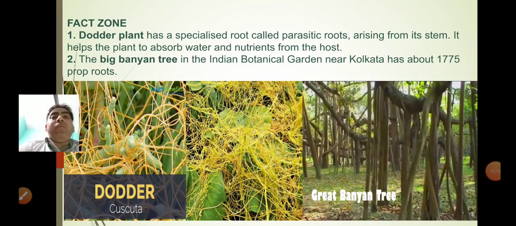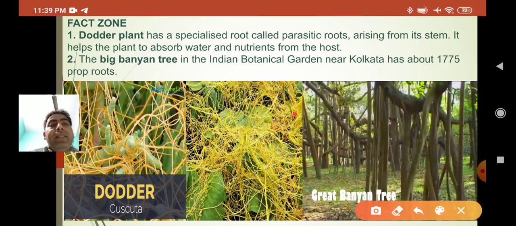Now some fact zones are there. The first one is the dodder plant, also called cuscuta. What are dodder plants? Dodder plants have specialized roots called parasitic roots. They arise from the stem. They help the plant to absorb water and nutrients from the host. Here you can see the yellow-colored plant is the dodder. They are parasitic. Whatever nutrients they want, they take from this plant, which is the host.